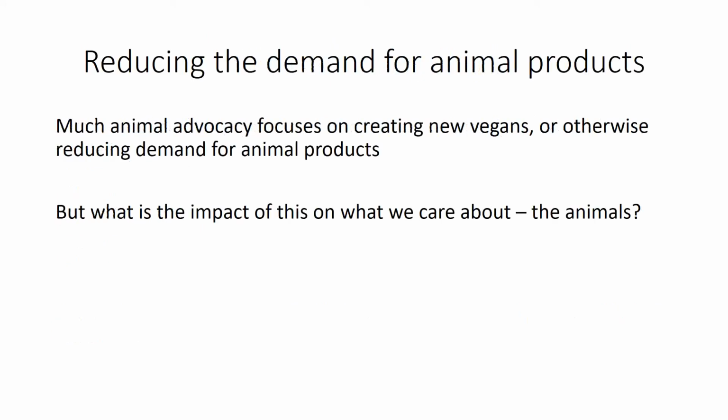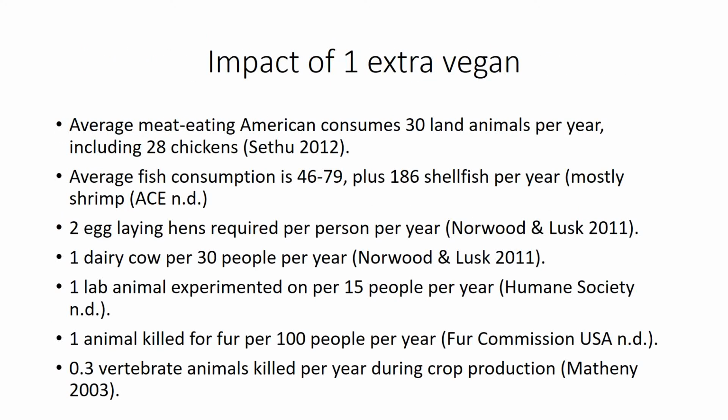But I'll mix it up a little bit here. It's great to say more vegans is better, but what is the impact of creating one extra vegan, or converting someone from the average Australian diet to a vegan diet or somewhere in between? This is using American data, but I think it should be fairly similar for Australia. We have a lot of similar consumption habits. The average meat-eating American consumes 30 land animals per year, including 28 chickens, several hundred marine animals, mostly shellfish, 2 egg-laying hens per person per year, 1 dairy cow per 30 people per year, and so on.